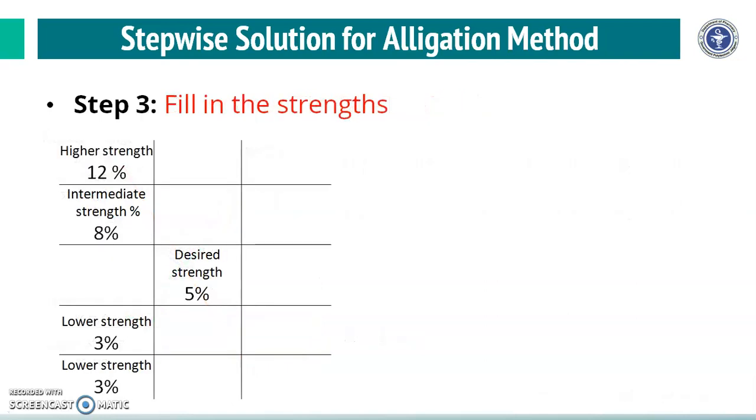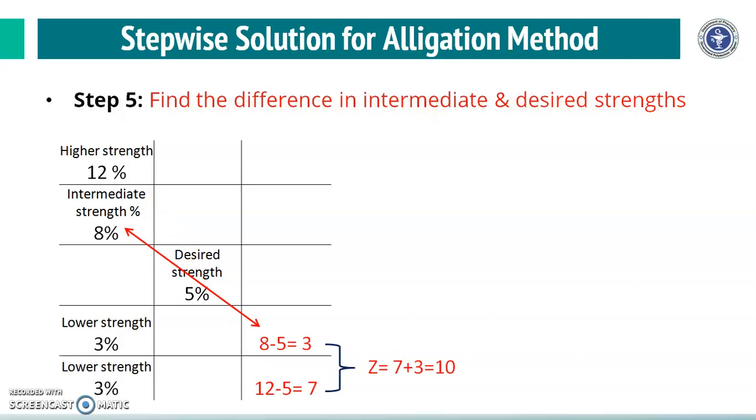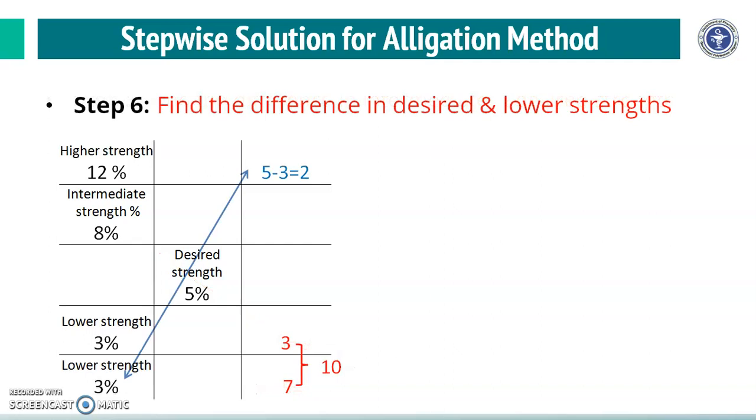Now let us fill in the strengths. We have higher 12%, 8%, desired is 5% and 3% is the lower strength. Let us calculate by subtraction, higher minus desired strength. 12 minus 5 is equal to 7. Then 8 minus 5 is equal to 3. Then desired strength minus lower strength, it is 5 minus 3 is equal to 2, and here also 5 minus 3 is equal to 2. So you can find that we have already got 2 parts of 12%, 2 parts of 8% and 10 parts of 3% can be mixed together to get the 5% solution.